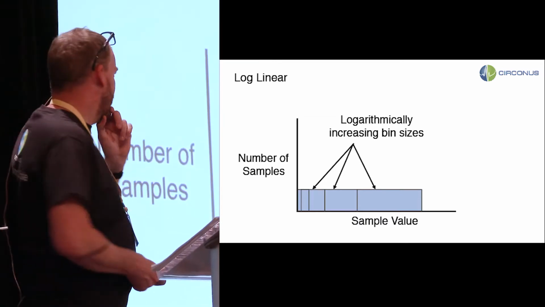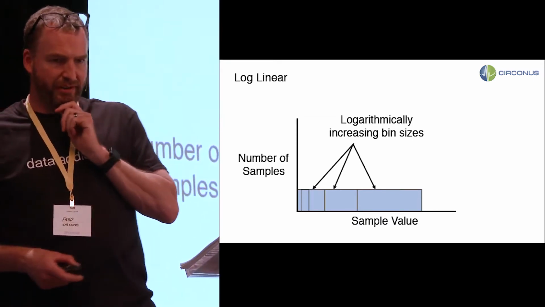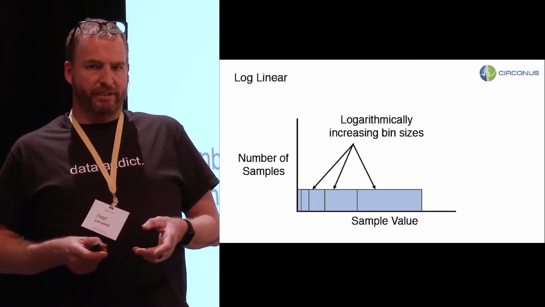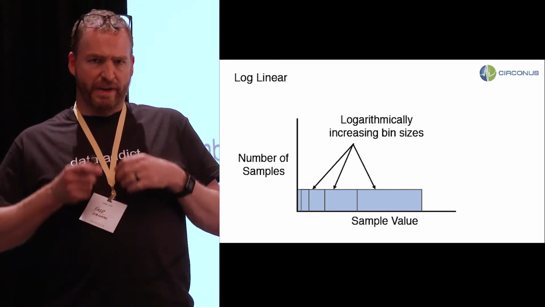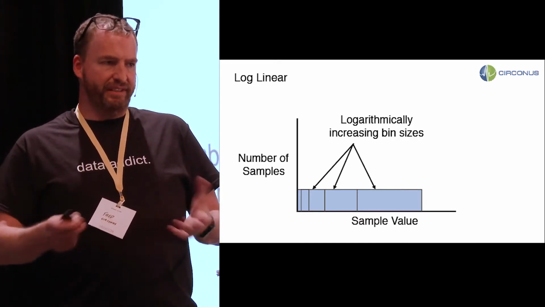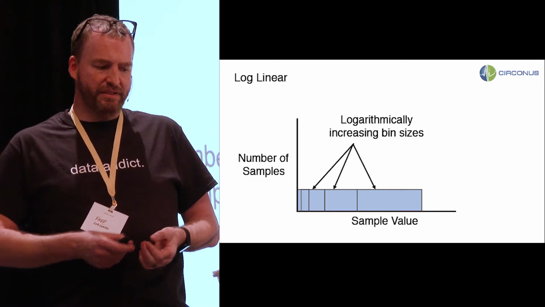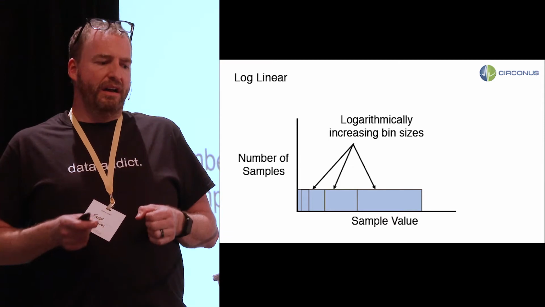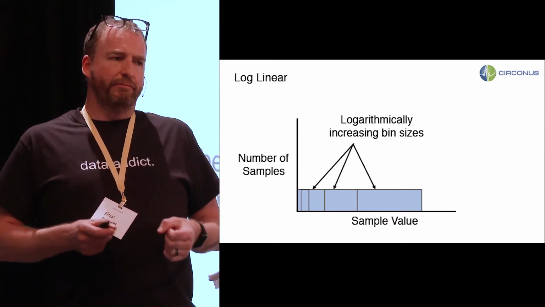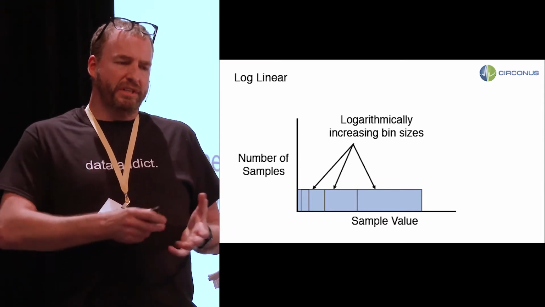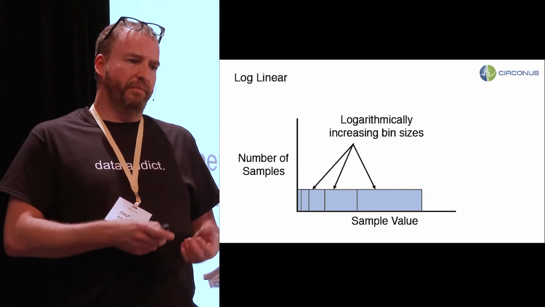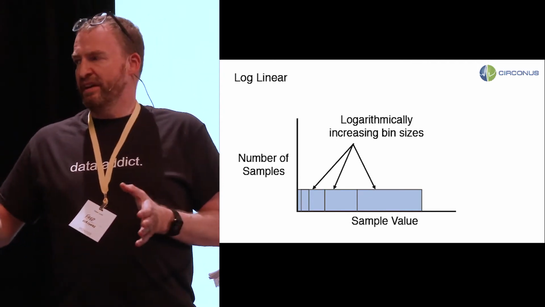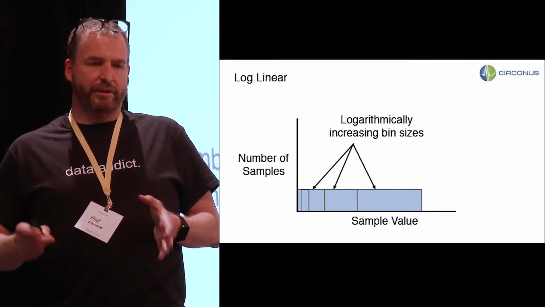So, log linear histograms. This one's my bread and butter. This is what Circonus uses. These are histograms with logarithmically increasing bin sizes. So you'll have 0.1 to 1, 1 to 10, 10 to 100, 100 to 1,000. These allow you to capture a wide range of data points without having to know up front what your data set looks like. Do I have data from 1 million to 10 million? Do I have data from 0.1 to 5? These fit all data sets very well.